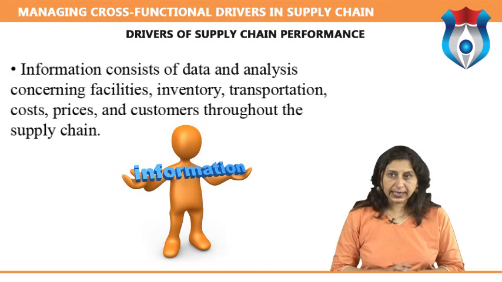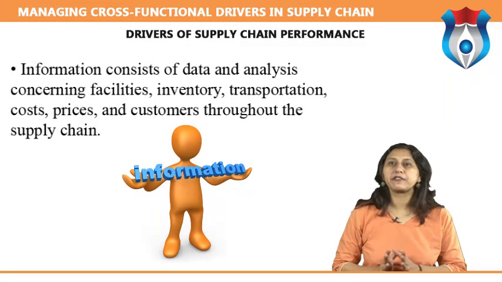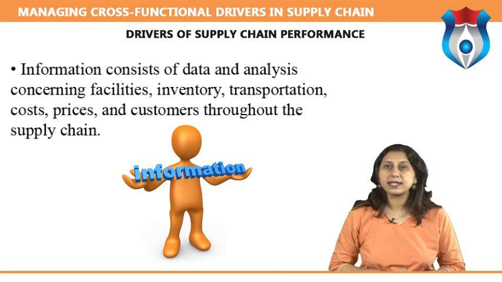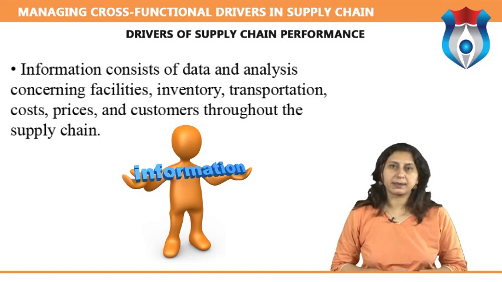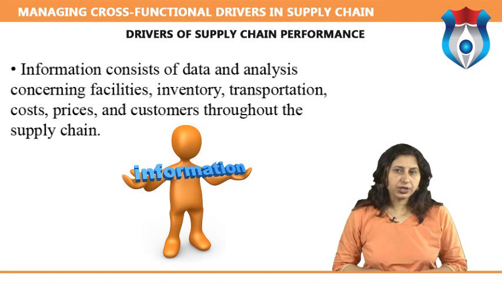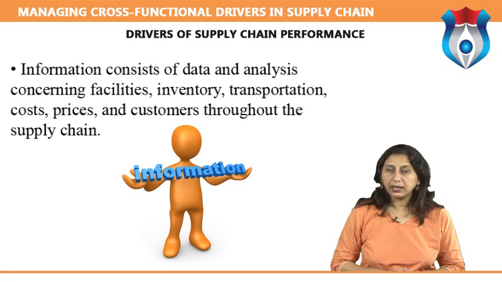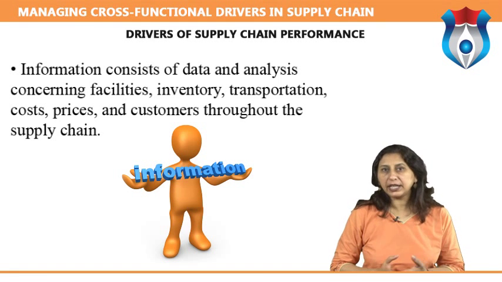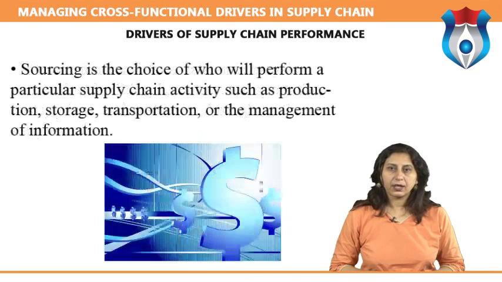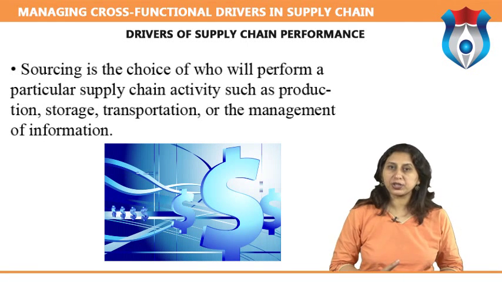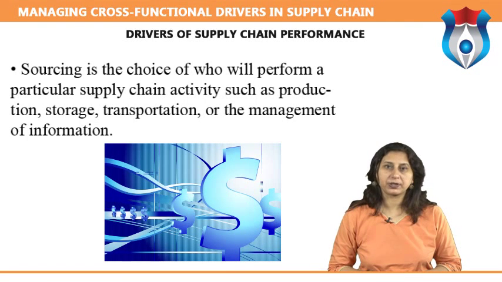Information consists of data and analysis concerning facilities, inventory, transportation, costs, prices, and customers throughout the supply chain. Information is potentially the biggest driver of performance in the supply chain because it directly affects each of the other drivers. Sourcing is the choice of who will perform a particular supply chain activity, such as production, storage, transportation, or the management of information.